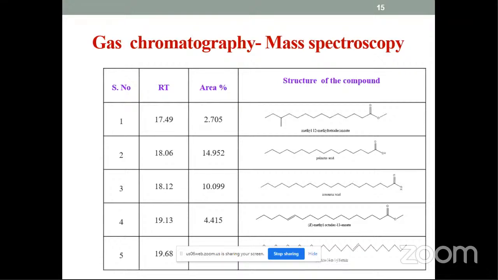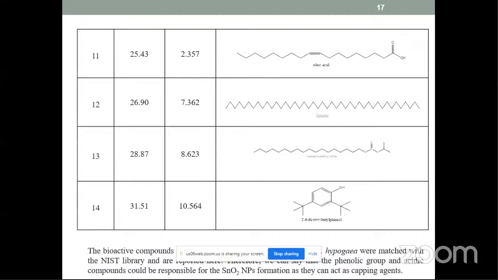If you see the nanoparticles, first in the case of GC, gas chromatography, we find that the phenolic group and acidic compounds in this material are responsible for the SnO2 nanoparticle formation, and they act as capping agents. So from the GC we confirm that the phenolic group as well as the acidic compounds are responsible for the tin oxide nanoparticle formation, and they act as capping agents.